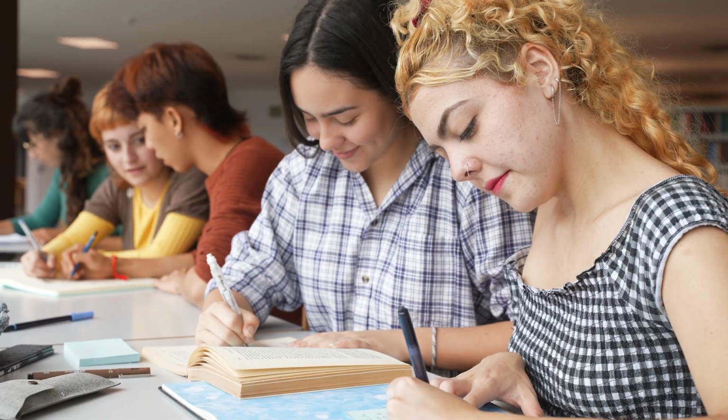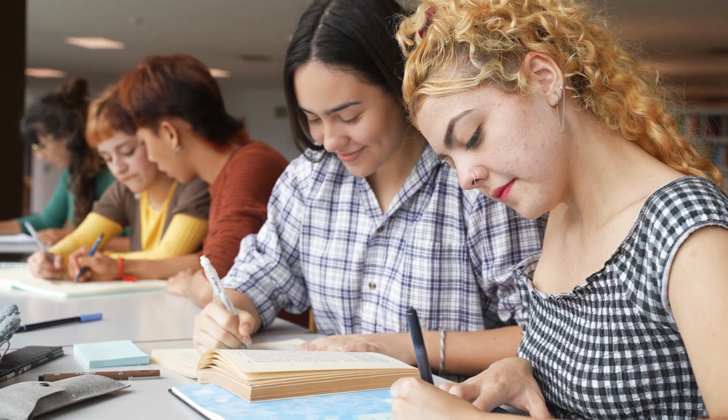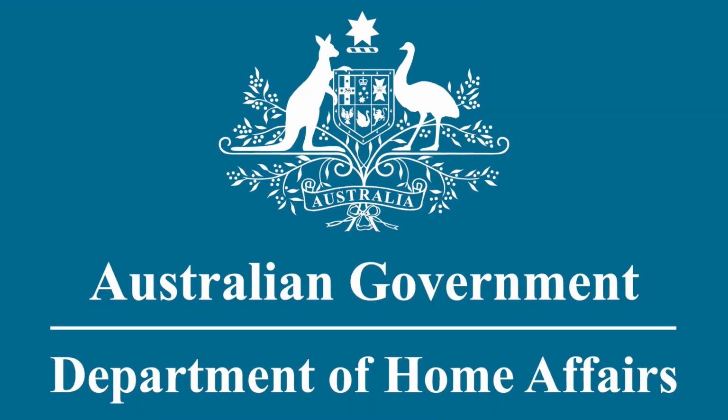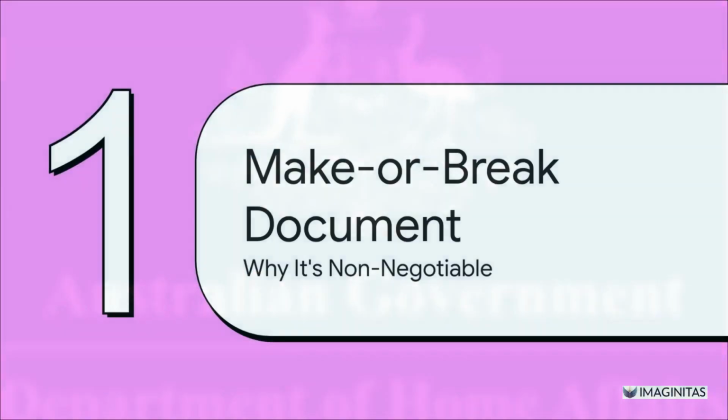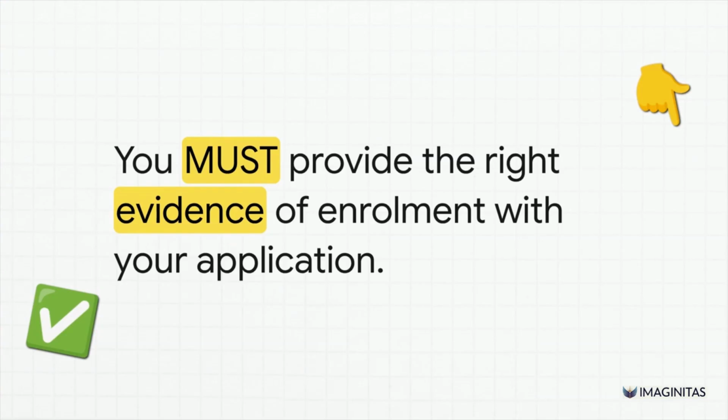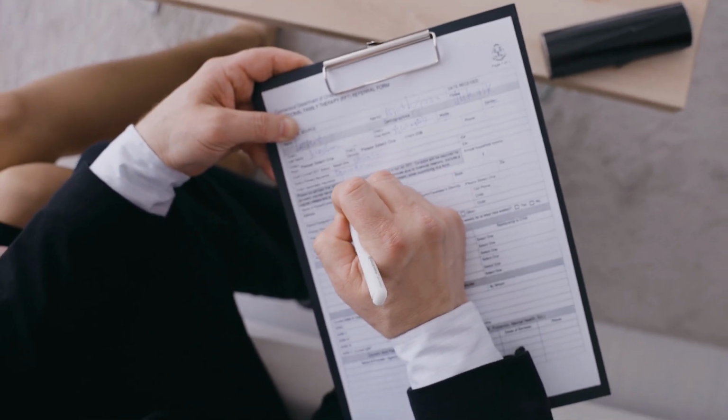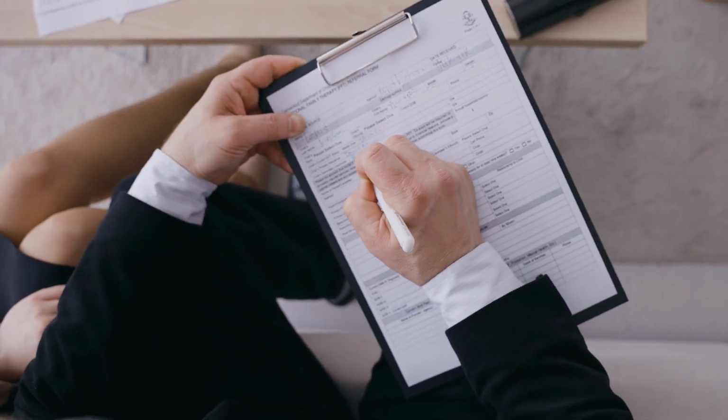We're talking about the absolute foundation of your student visa application. This isn't just a friendly suggestion from the government, it's a hard and fast rule. The core idea here couldn't be simpler. When you lodge your application, you absolutely must prove that you are enrolled in a course of study. This is basically the first thing the immigration department checks for. And the stakes are incredibly high. An application without this proof is considered invalid.